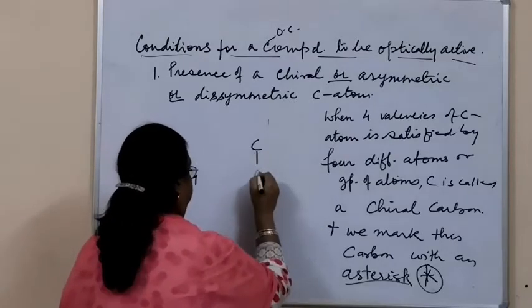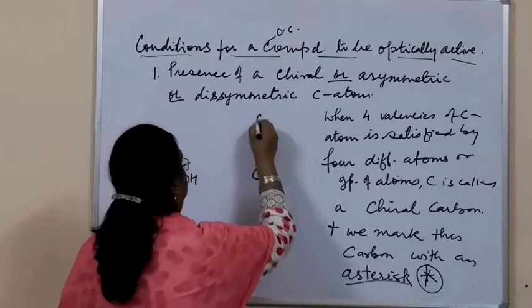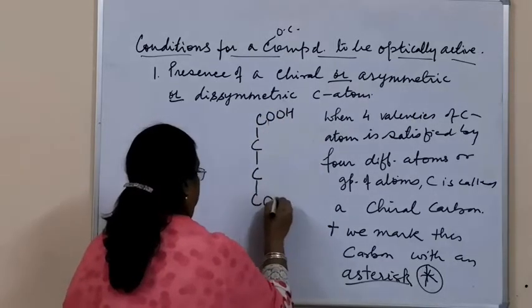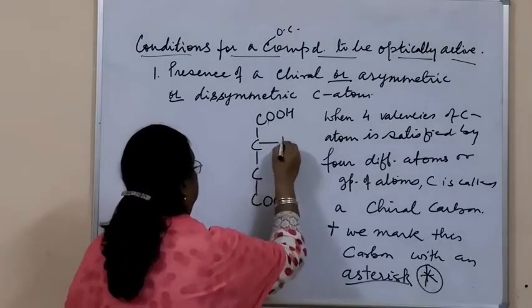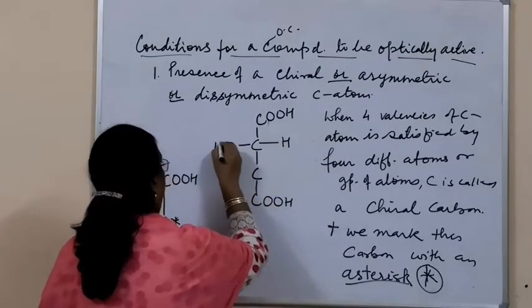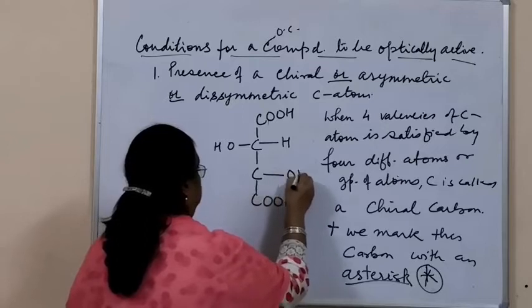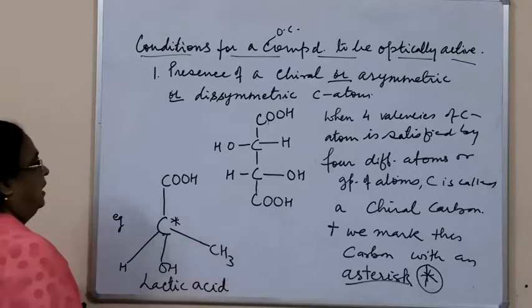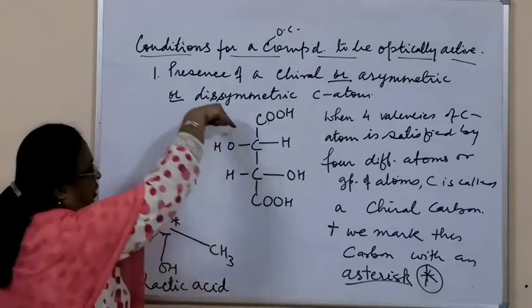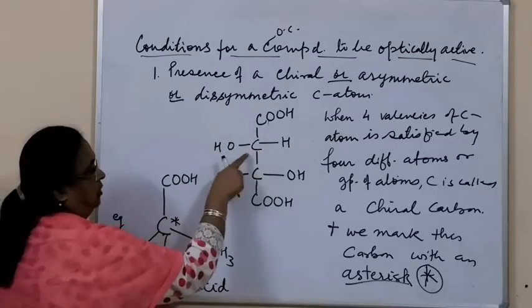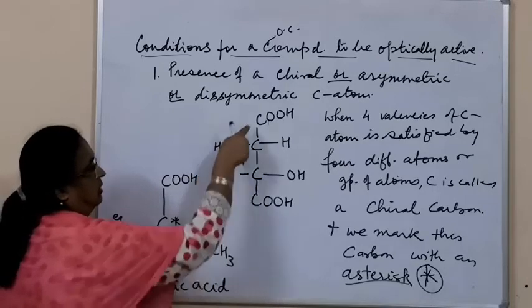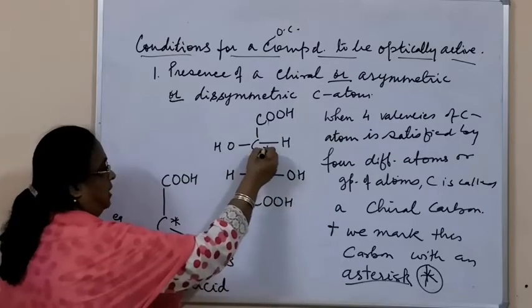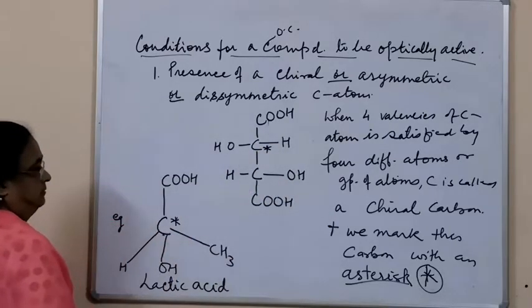Okay, so take one more example. If you have this compound COOH, CHOH, CHOH, COOH. Now, if you see this carbon, all the four valencies, 1, 2, 3, 4: this is different, this is different, this is different, and this valency by this whole group is different. So this carbon is a chiral carbon.